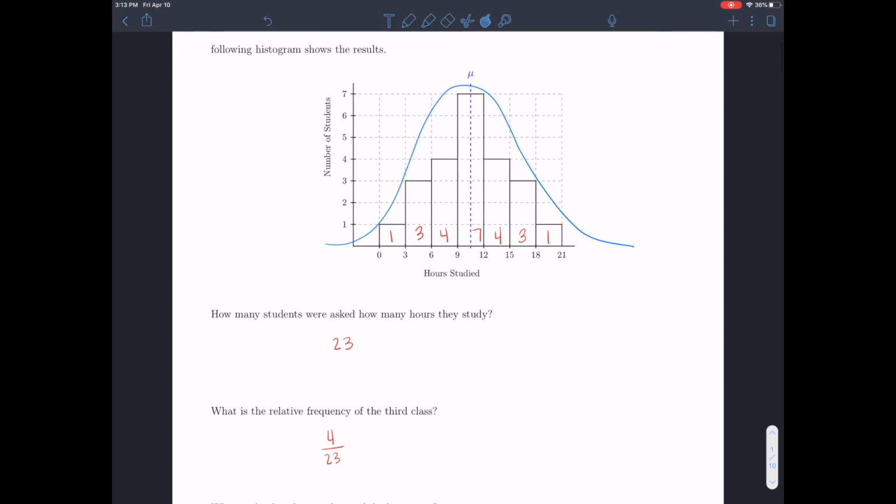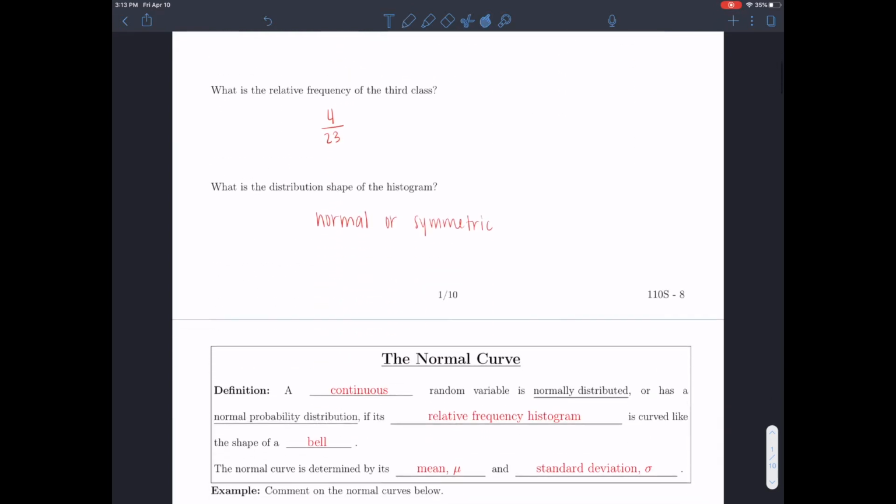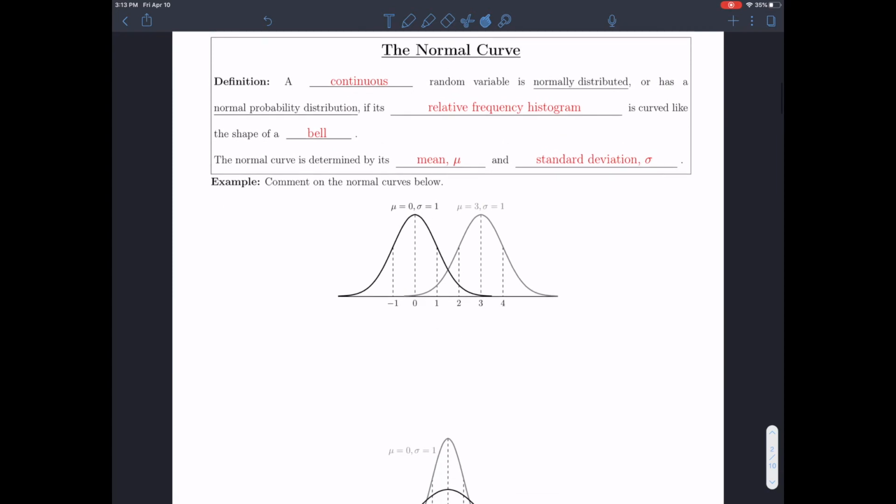And so notice the mean right here is exactly in the middle, right? So it's the highest point on the normal curve. And so if I scroll back down and I compare these two normal curves right here, the one with mean 0 and standard deviation 1, and the one with mean 3 and standard deviation 1.